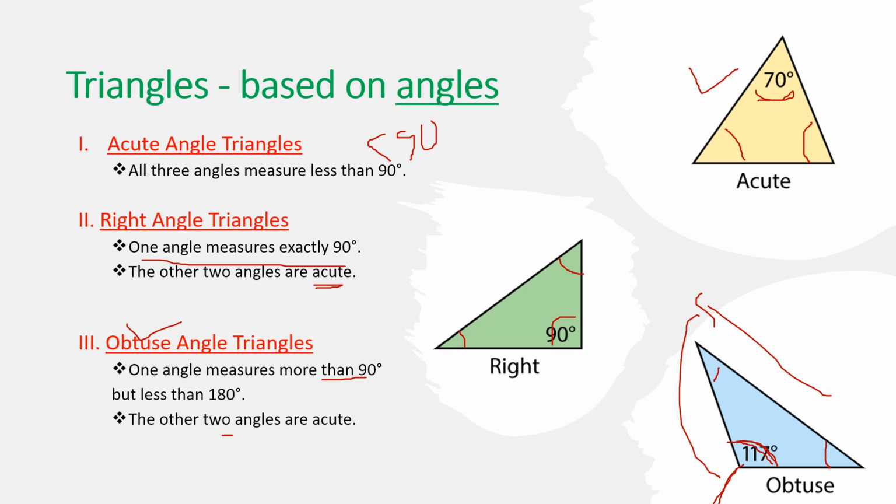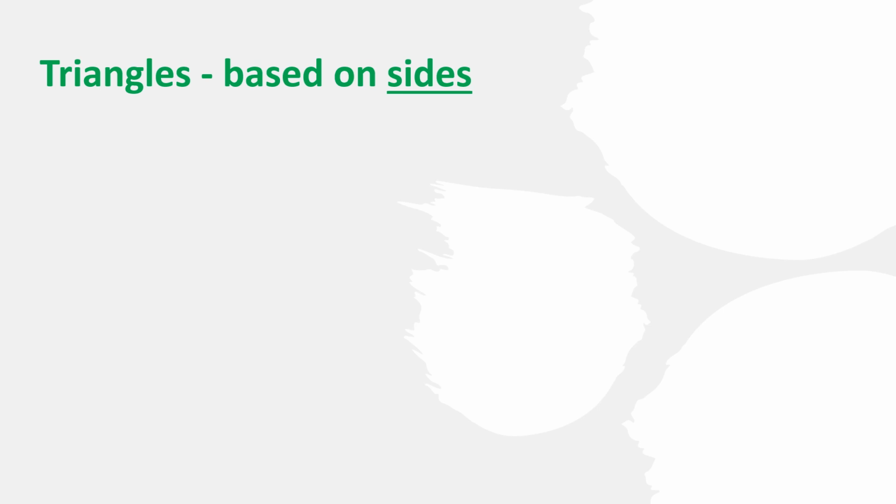Okay, the other two angles have to be acute, you know that, right? Yeah. Now that we understood the classification of triangles based on angles, this is a time for us to understand or classify the triangles based on the sides of it, right? Let's go. How do we classify?